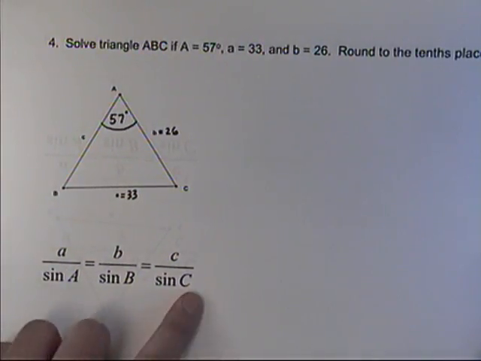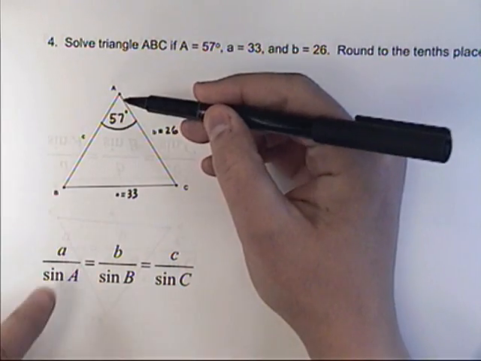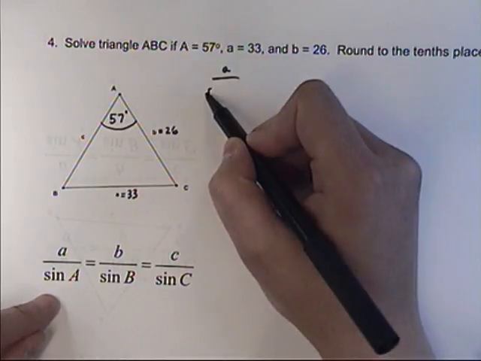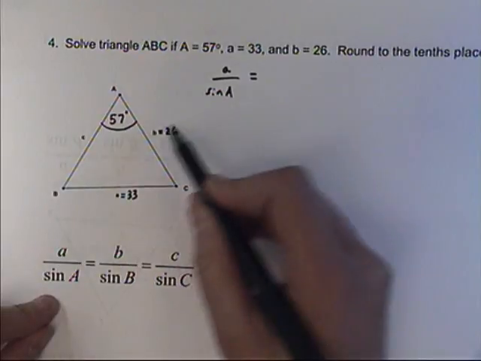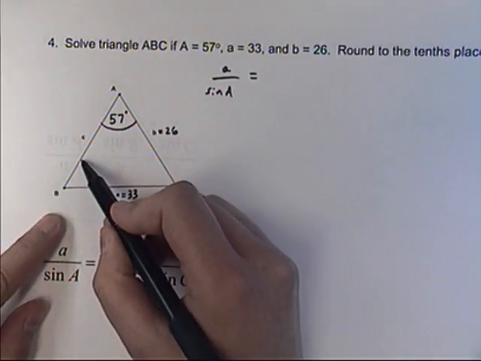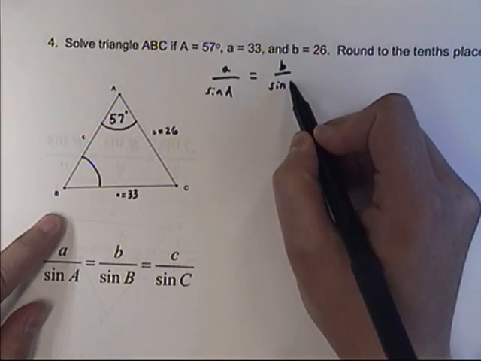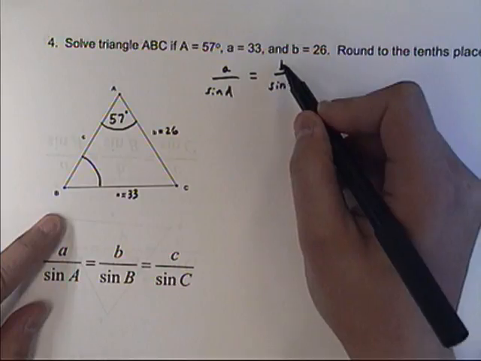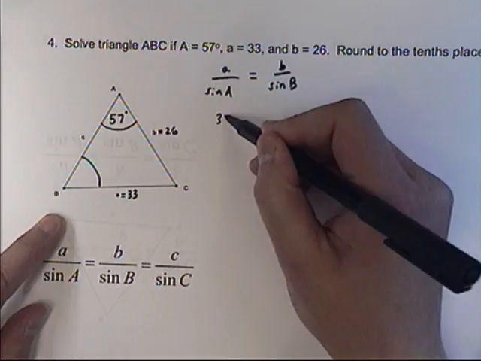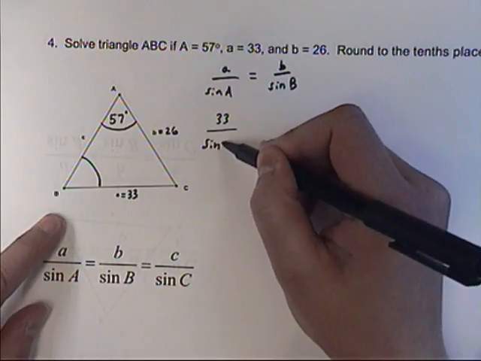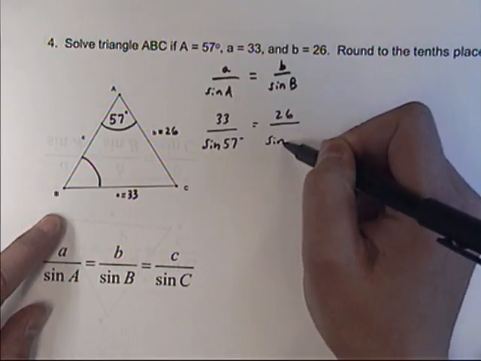All right. So what angle could we find first? Well, using the law of sines, we could find B. Because we have a good pair, we could use this A over sine A. And we could use these two, B over sine B, to find corner B. All you need is 3 out of 4 of these number values to use this equation. So, A is 33, sine of 57 equals 26 over the sine of angle B.